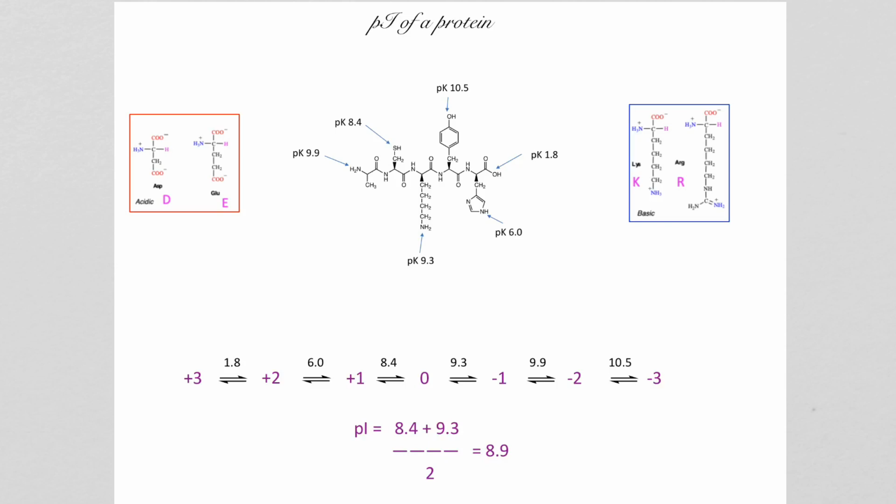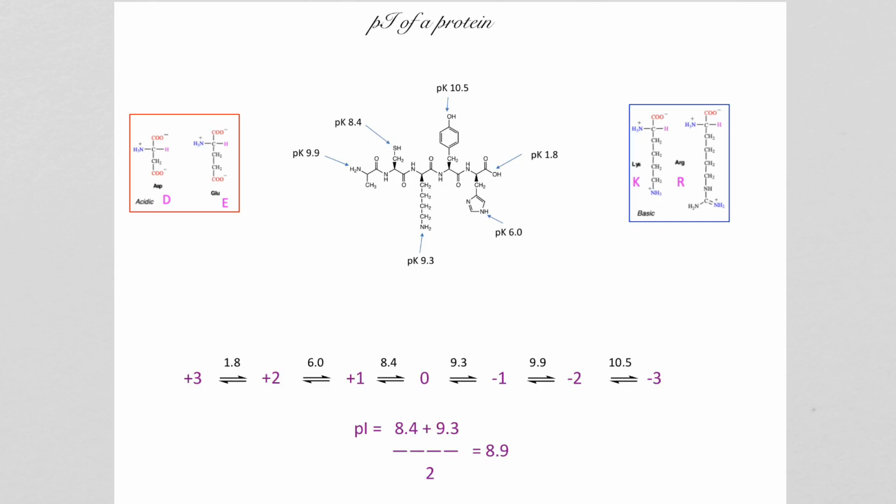What if we have a more complex structure? For example, this polypeptide where you have 1 pK, 2 pKs, 3 pKs, 4 pKs, 5 pKs, 6 pKs. Okay, so clearly writing all the structures out will be a very long and tedious method. So let's try to determine the pI, isoelectric point, of this small polypeptide, this small protein.